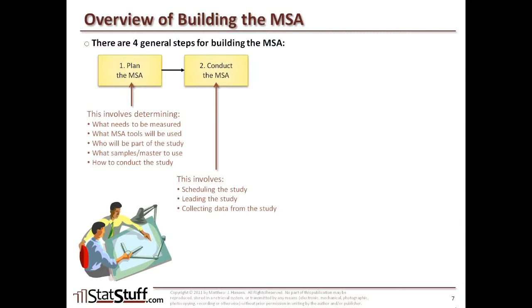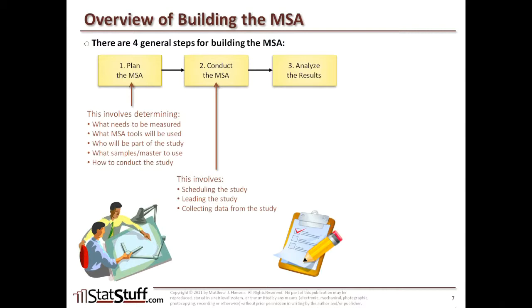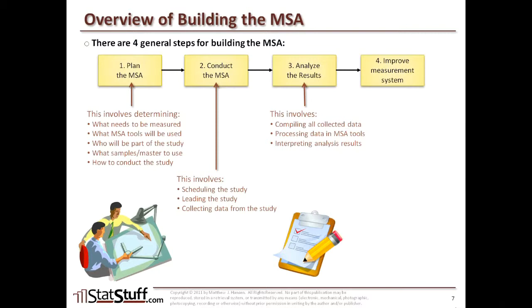from the study. Once we've done that, then we can begin the third step of analyzing the results from that study. That's going to involve compiling all the data that was collected during the study, processing the data using the MSA tools that we plan to use ahead of time, and interpreting the results and doing the analysis on that data during the MSA. And then finally, after we've done that, we want to improve the measurement system.